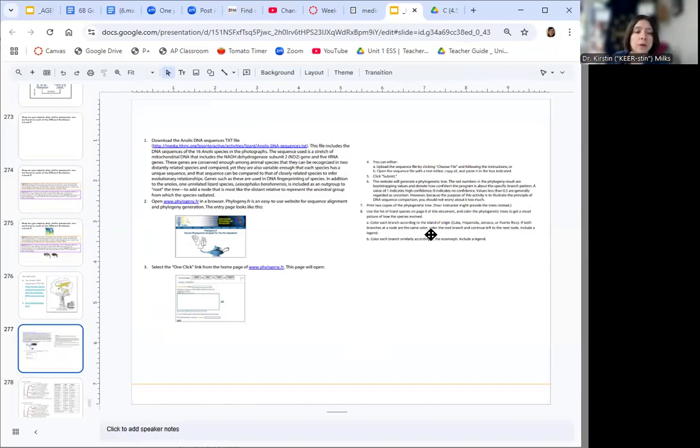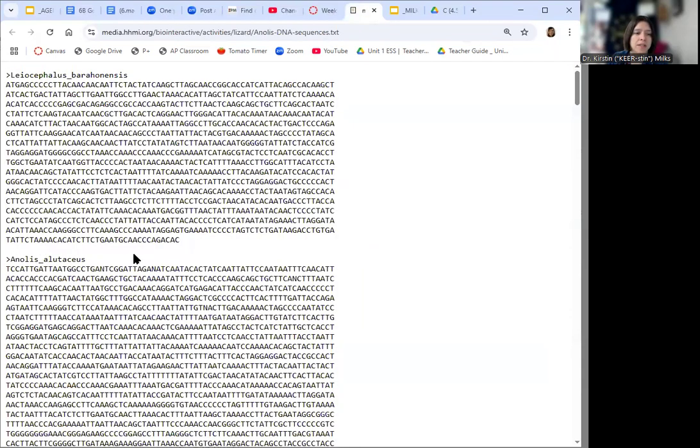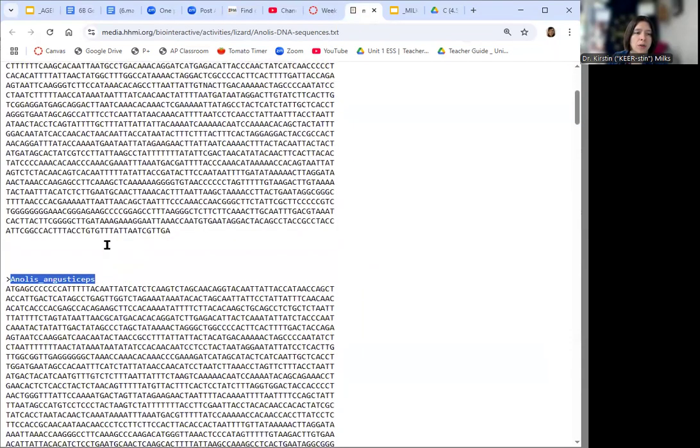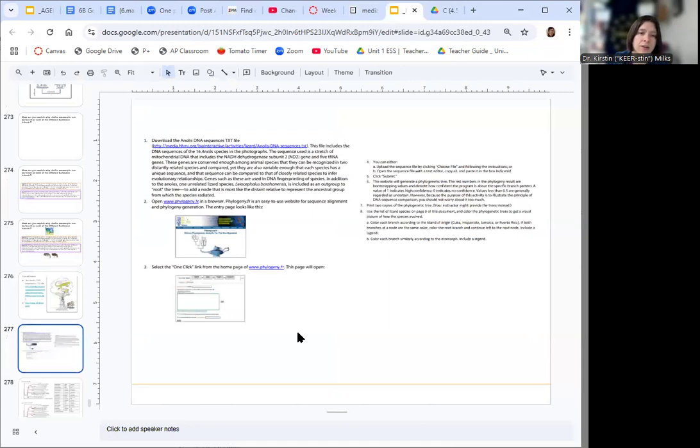So in addition to the anoles, you're also going to see this sequence for a lizard whose first name is not Anolis. So all of these sequences say Anolis, but this one doesn't. It is a less related lizard, and we're going to use that, like the slides say and your assignment says, as an outgroup to root the tree, to help make it so that the tree knows which thing is the least commonly related. So you're going to open the website.